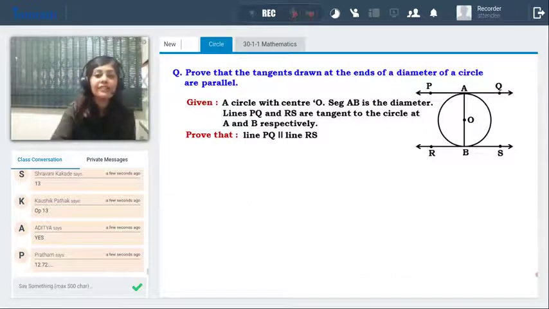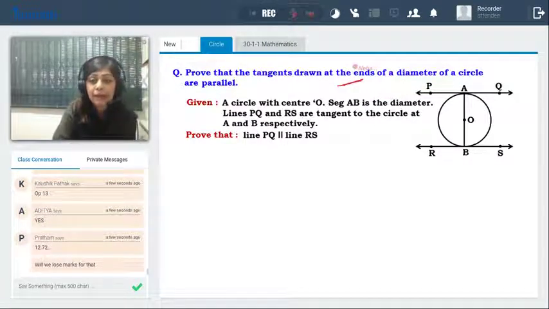The next sum we have is a sum on proof. So pay attention. Prove that tangents drawn at the ends of a diameter. Usually, students, when we have such sums to prove, the diagram is not given. So first step is to understand the diagram and draw it properly.